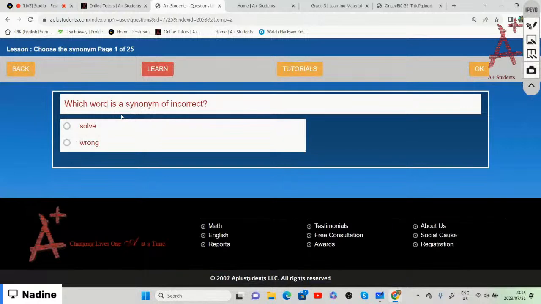And incorrect basically means that it is not correct. So if we need to choose a synonym of incorrect, because it is not correct, right? Then it is wrong, right? Because incorrect means that it is wrong. Solving means that it is correct. You solved the problem, you solved the mathematical problem or whatever that you solved, right? So you can either say it is wrong or it is incorrect, right? So those are words that are almost the same in meaning.